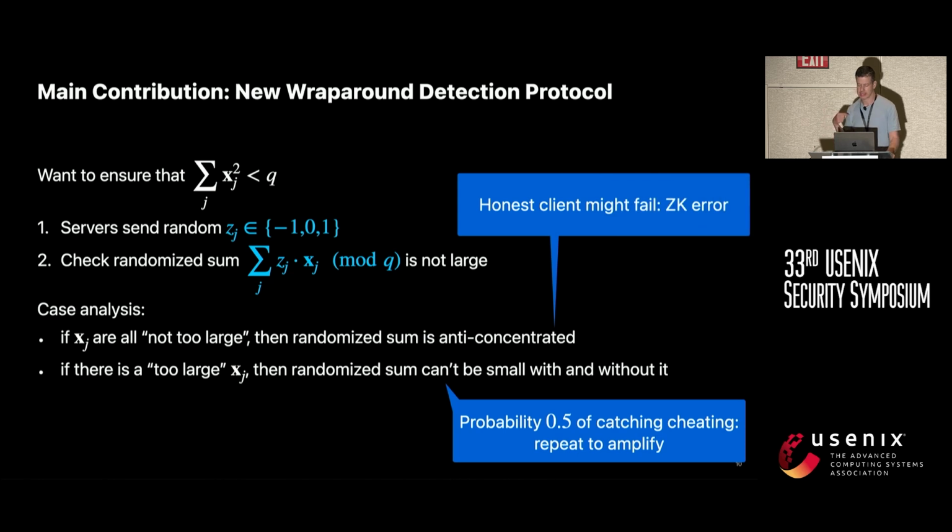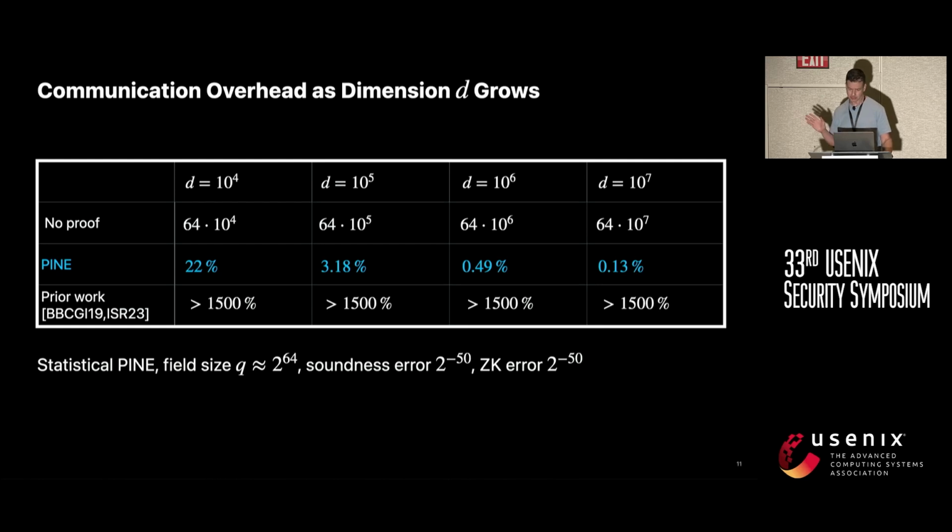I want to say that there's a small chance of an honest client failing here. We're not so worried about that. If we drop 1 out of a million clients from our machine learning, that's okay, but it does entail a small, negligible zero knowledge error, so I'm mentioning that. To summarize, that's our main contribution in the new protocol.